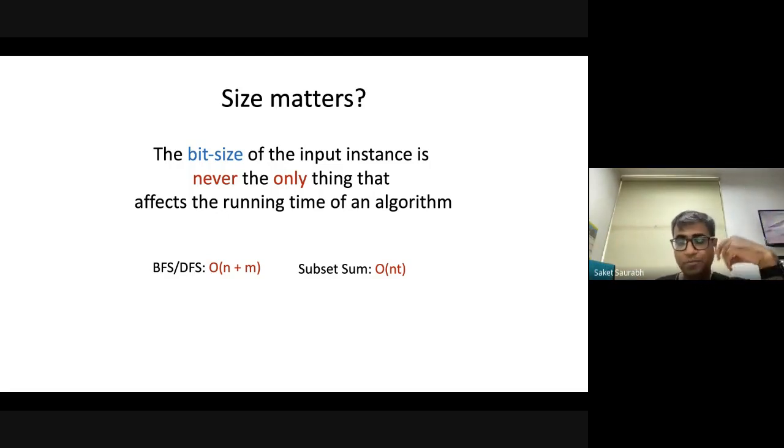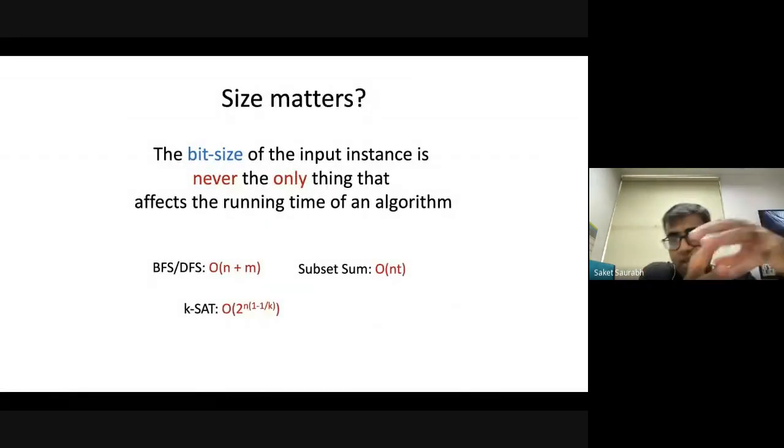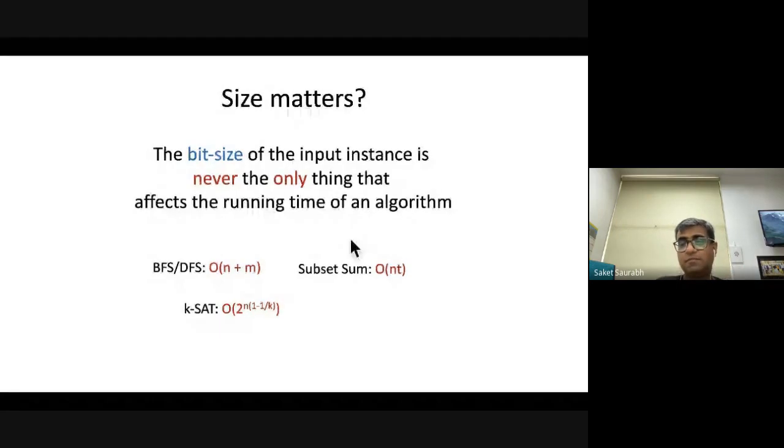Okay. People can use different aspects of the input to design good algorithms, right? For example, k-SAT. Yes, there are the number of clauses and the number of variables, but we also know something more: that the clause size is bounded by k. Can that be exploited? Yes, we can. If we exploit it, then you get algorithms whose running time also depends on how the input looks.